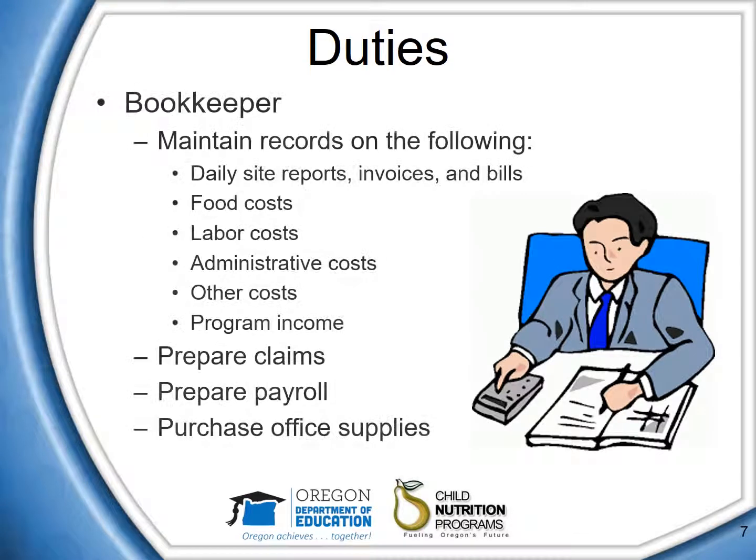The bookkeeper role keeps track and maintains the financial items required for operating the SFSP. On the sponsor info form on CMP Web, this position can be the financial office contact and/or claim contact. Bookkeeper responsibilities include maintain records on the following: daily site reports, invoices and bills, food costs, labor costs, administrative costs, other costs, program income, prepare claims, prepare payroll, and purchase office supplies.